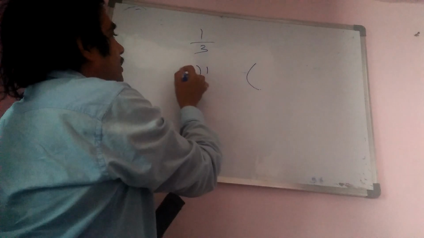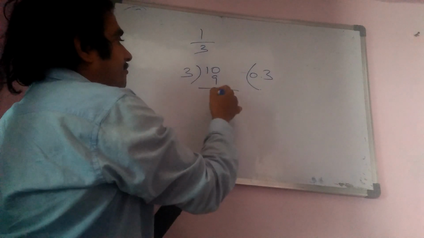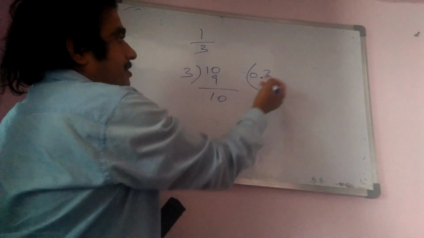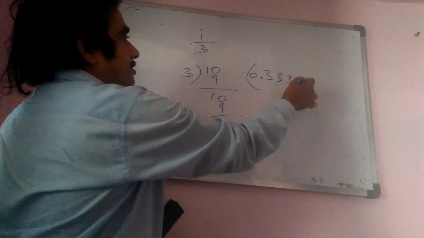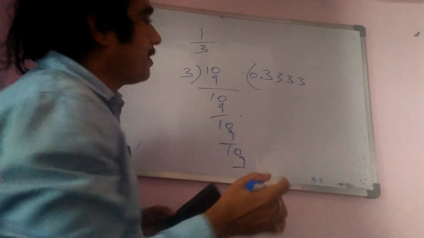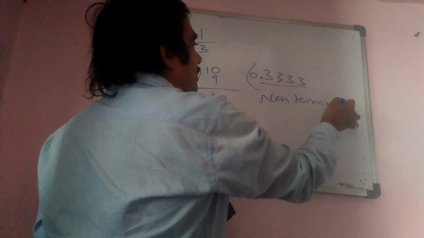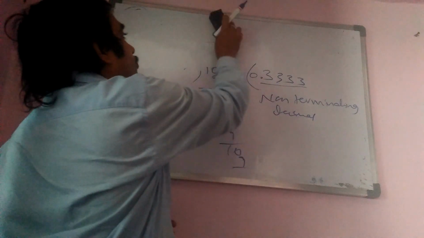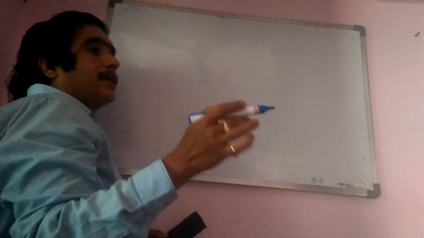But if you take the case of 1 by 3, what happens? 1 dividing with 3. 0.0, 3 threes are 9, 1 0. Again, after putting the point, at every place you can take 1 0. 3 threes are 9, 1 0. 3 threes are 9, 1 0. It won't stop. This is called non-terminating decimal. What is it called? Non-terminating decimal.